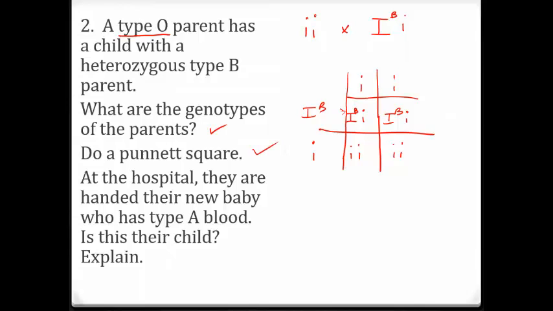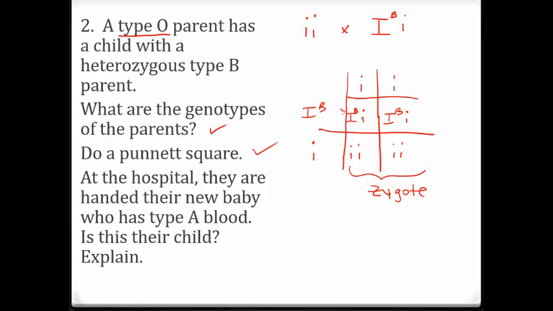So now the question is, at the hospital, they're handed their new baby who has type A blood. Is this their child, and explain why or why not. So I want you to take a look. If these 2 parents were to have a child, and these are all of the zygote options right here, they can't have any other combination except for what's here in our Punnett square.